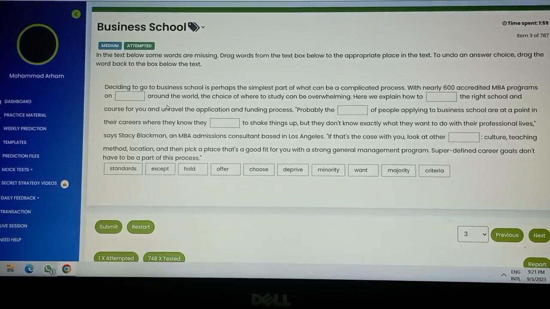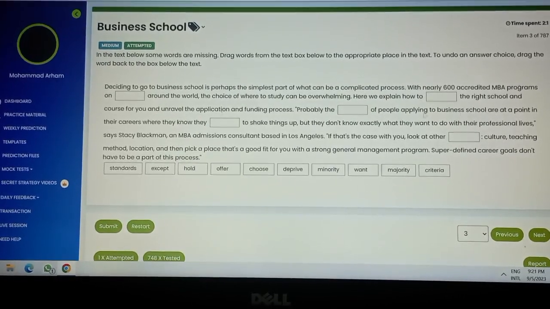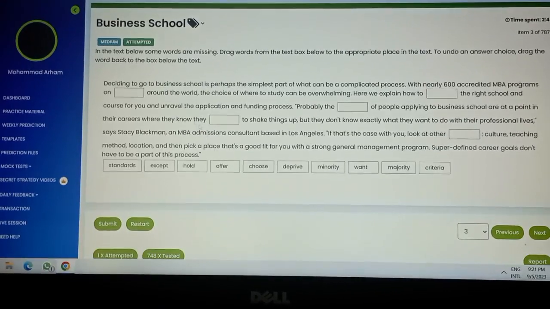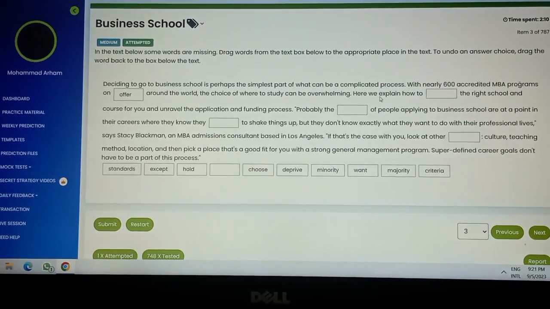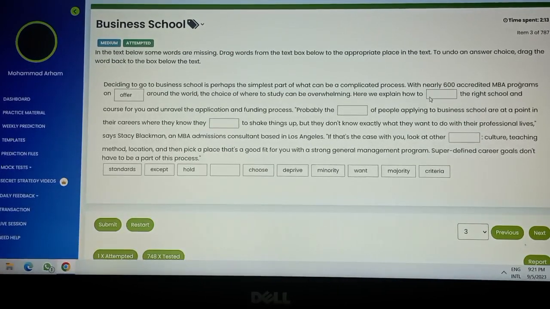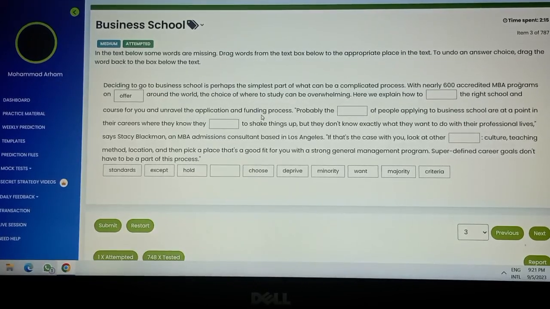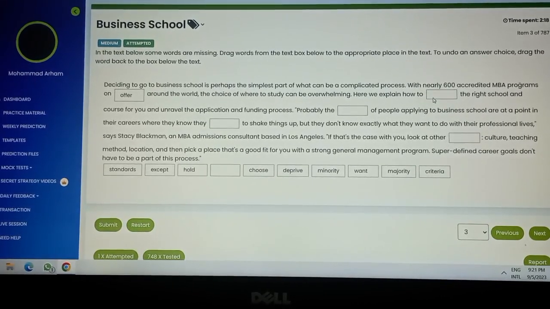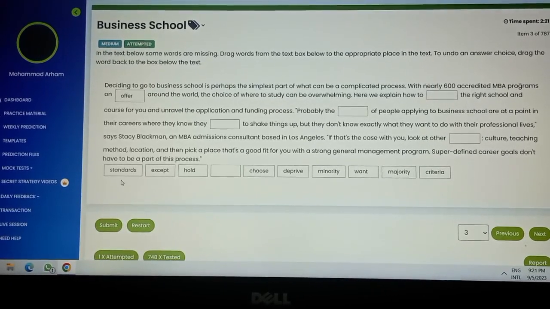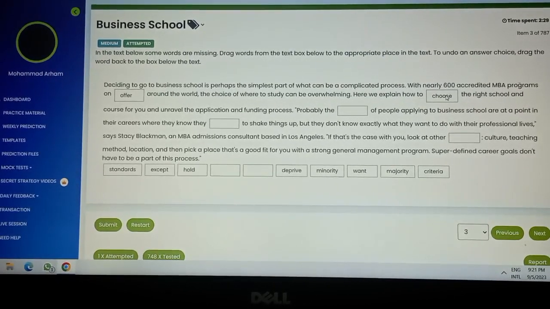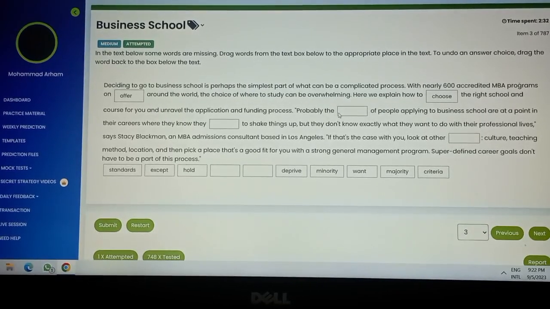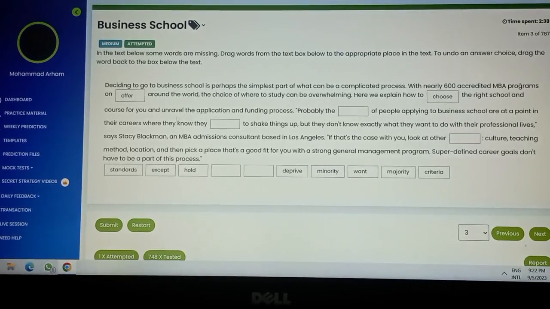So this passage is talking about business school and the MBA programs offered around the world. We explain how to dash the right school and course, and reveal the application and funding process. When you are applying for admission, how to choose the right school and course. Probably the dash of people applying to business school at a point in their career.